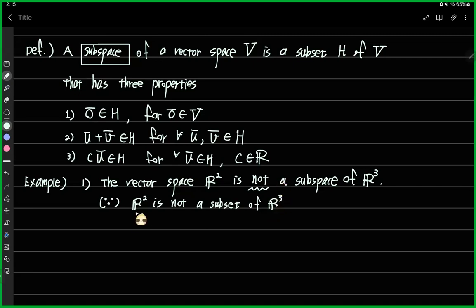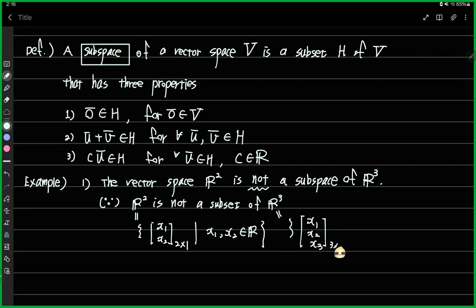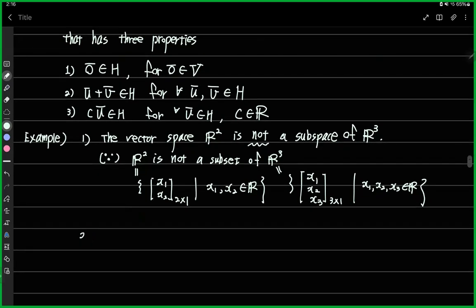Okay. So R2 is what? R2 is going to be the set of all x1, x2, just 2 by 1 column vectors, such that x1 and x2 are in R. But R3, what is that? This is a set of x1, x2, and x3, just column vectors which have 3 entries, 3 by 1, such that x1, x2, and x3 are in R.